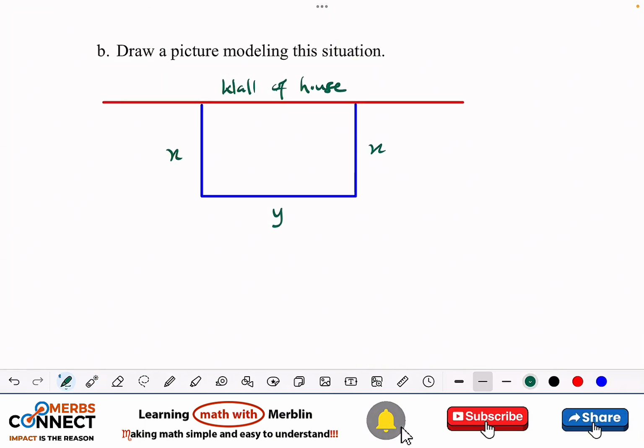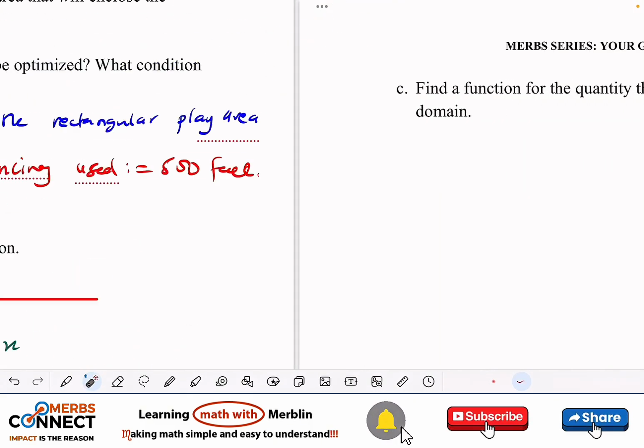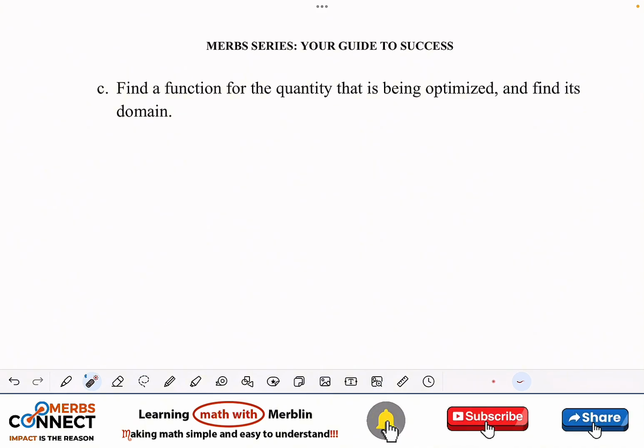So I'm going to have x plus y plus x, which is equal to 500, and this is going to give me 2x plus y is equal to 500, and I can say that y is equal to 500 minus 2x. So this is the constraint that we need to use, right? Good. Now find a function.